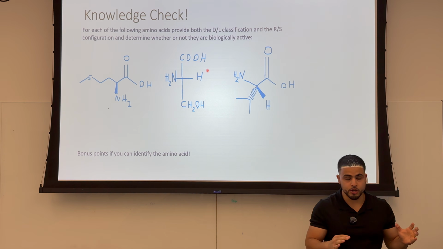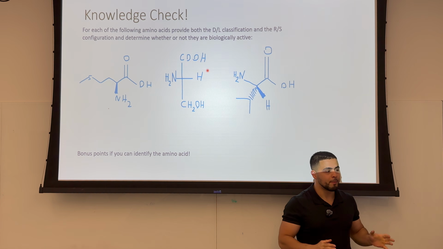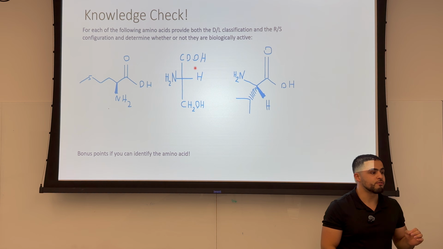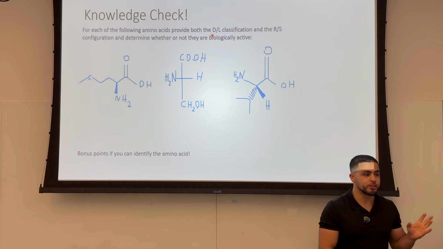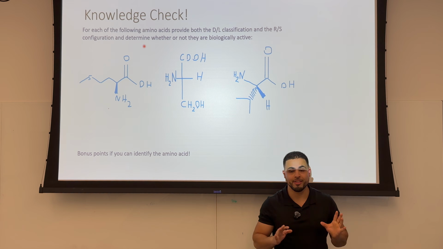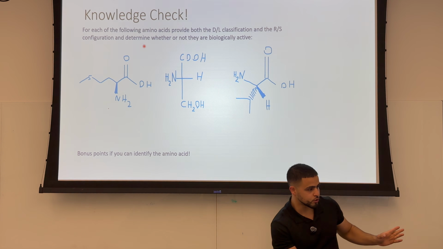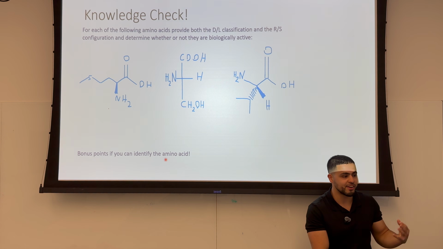So you can pause the video here and attempt to do these on your own, but let's dive right in. For the following amino acids, provide both the D/L classification and the R/S absolute configuration and determine whether or not they are biologically active. Also down here it says bonus points if you can identify these amino acids.